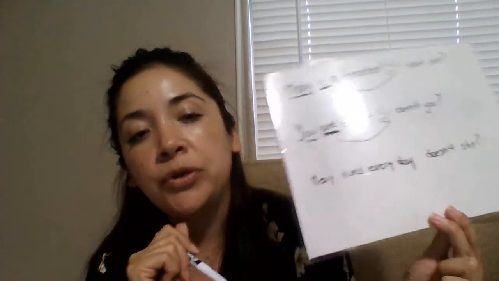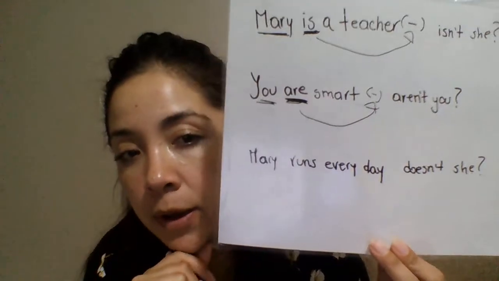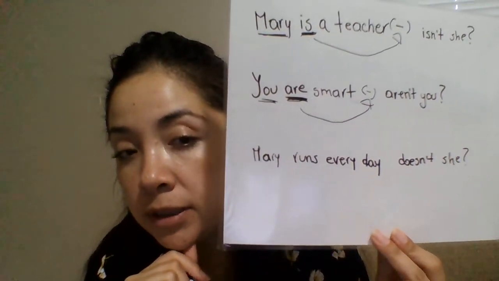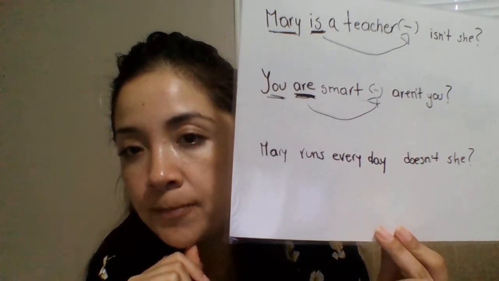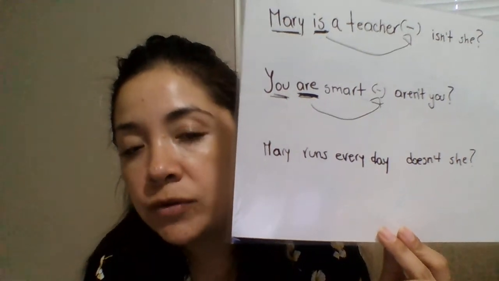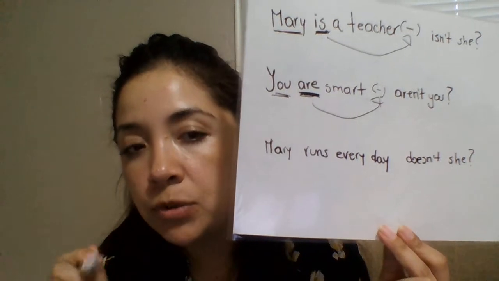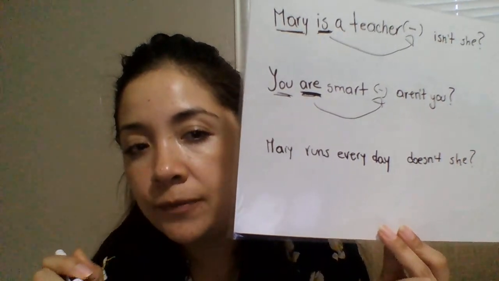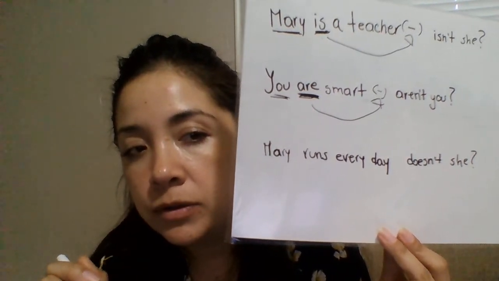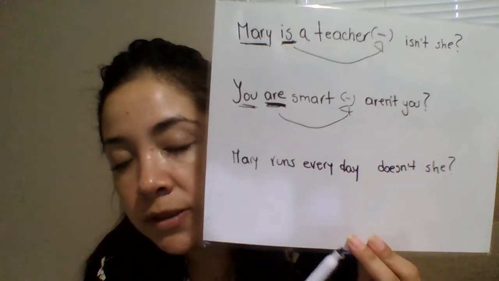So what are you using? You're using the auxiliary does, right? So you have to use that auxiliary for the tag question. But remember that you have to make it negative. So it will be, doesn't she?